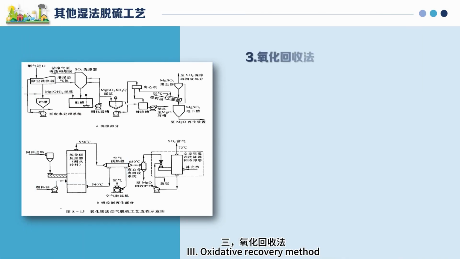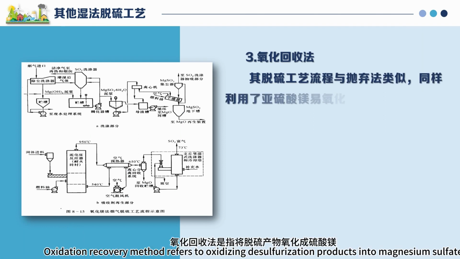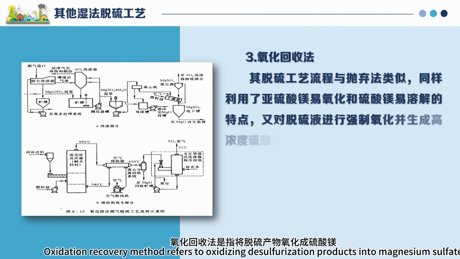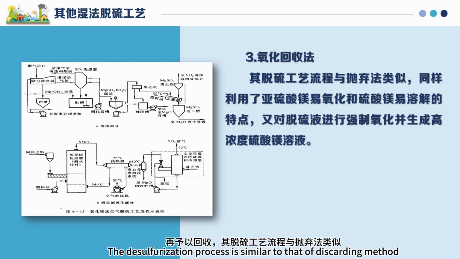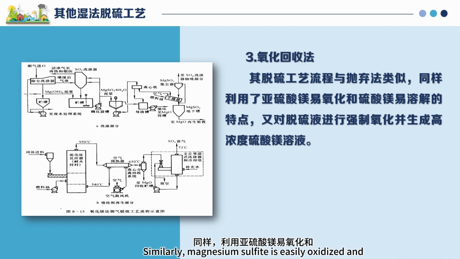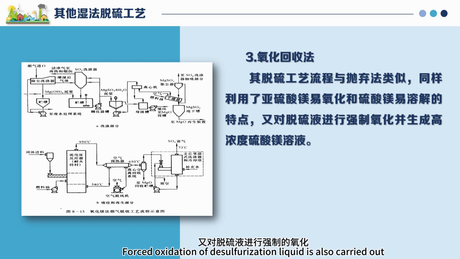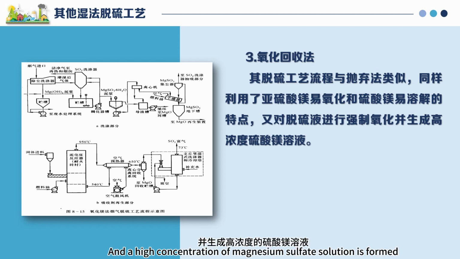Third, the oxidation recovery method. The oxidation recovery method refers to oxidizing desulfurization products into magnesium sulfate. The desulfurization process is similar to that of the discarding method. Similarly, given that magnesium sulfite is easily oxidized and magnesium sulfate is easily dissolved, forced oxidation of the desulfurization liquid is also carried out, and a high concentration of magnesium sulfate solution is formed.